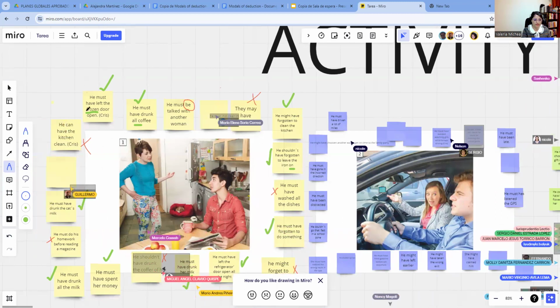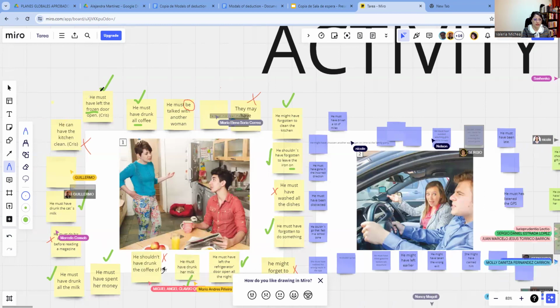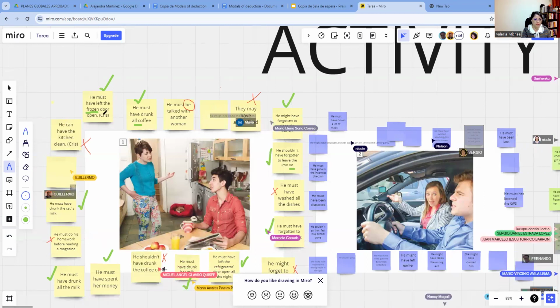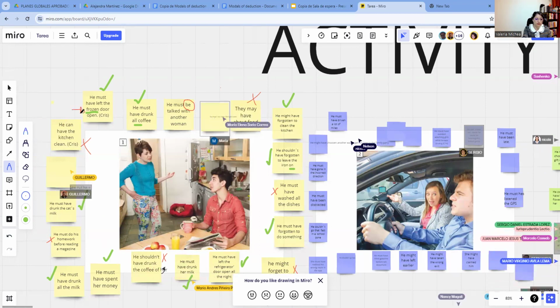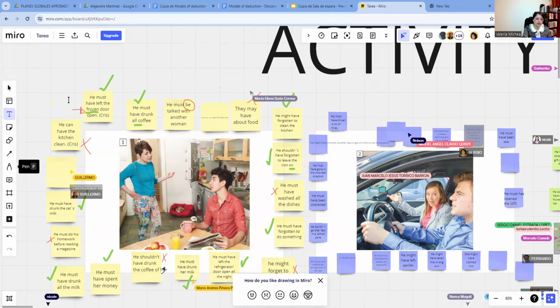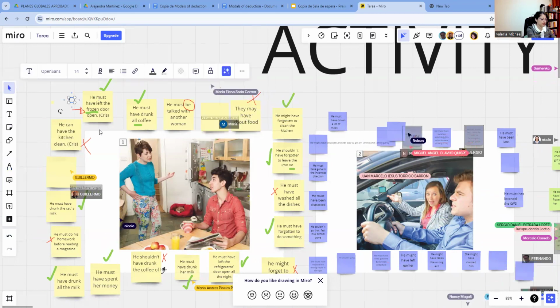So we don't say in this one, he must have left the frozen door open. It doesn't quite make sense because frozen means congelado, so it doesn't work. Maybe you mean the fridge door open. So if you mean the fridge, that's correct.